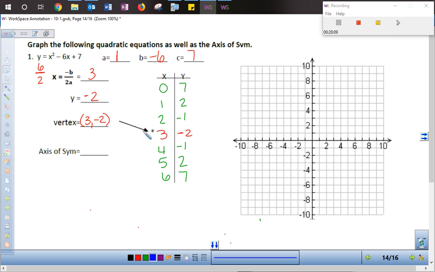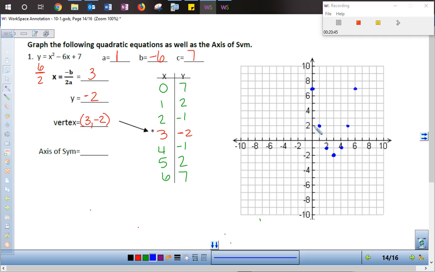Next, what I want to do is go through and plot my points. So again, I start with my vertex because I know everything has to be centered around that. So 3, negative 2 is my vertex. 2, negative 1 is my next guy, so I'm going to go right 2, down 1. 1, 2, so right 1, up 2. And 0, 7, right 0, up 7. Now I have 4, negative 1, so right 4, down 1. 5, 2, right 5, up 2. And 6, 7, right 6, up 7.